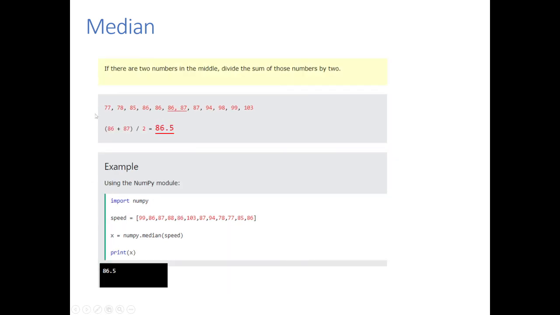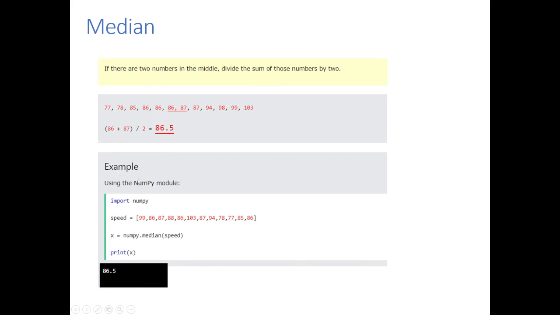If there are two numbers in the middle, divide the sum of these two numbers by 2, so you get the average of the two numbers. In this example, we have two medians, so we add them and then divide by 2. We have here 86.5.